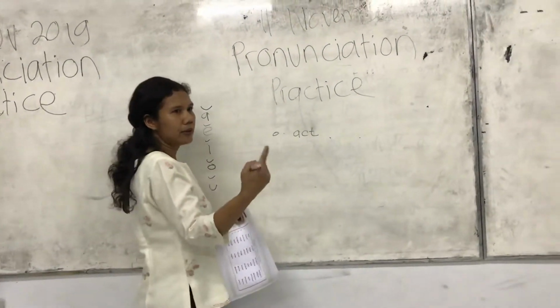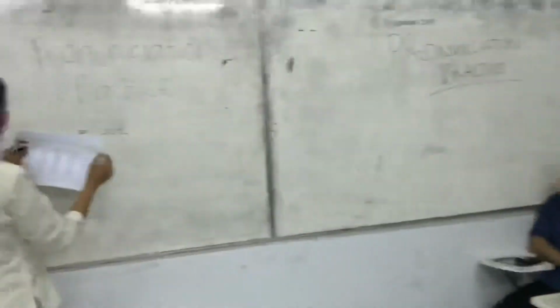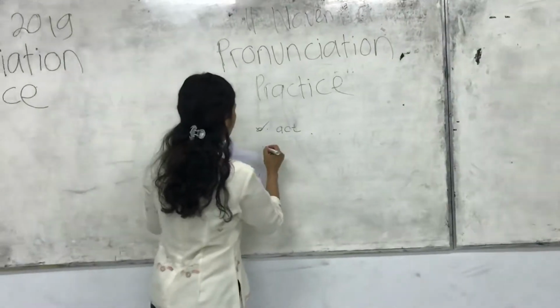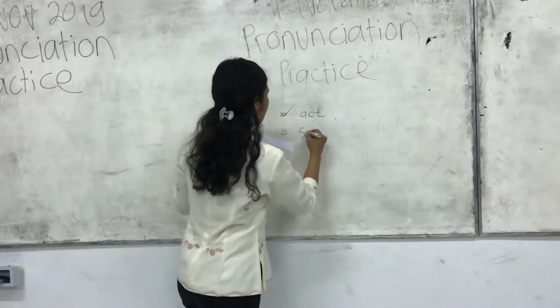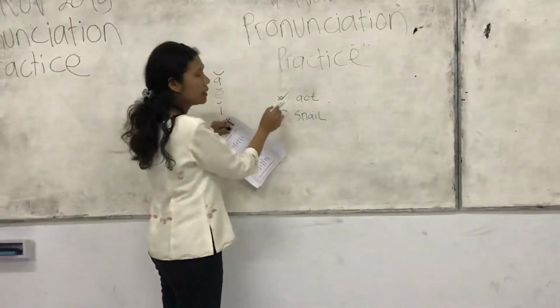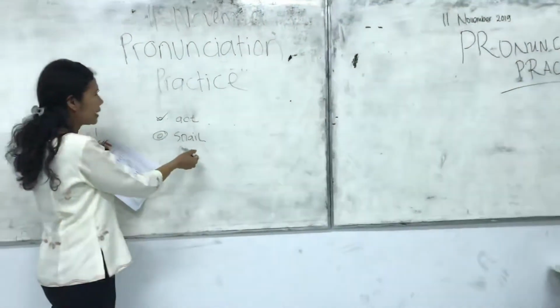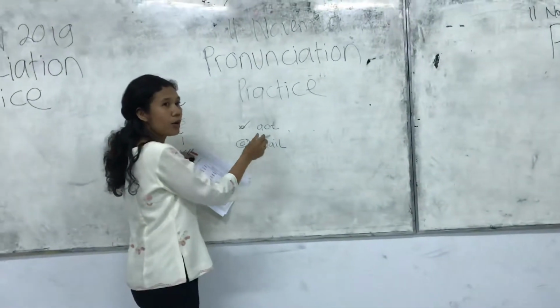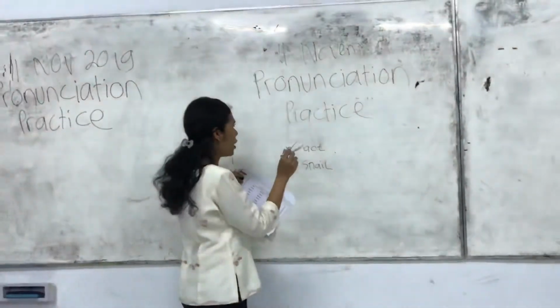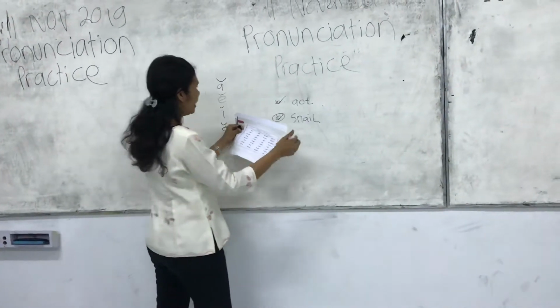Can you read? Snake. Can you read? Snake. Short or long vowel? Long vowel. Okay. All right.